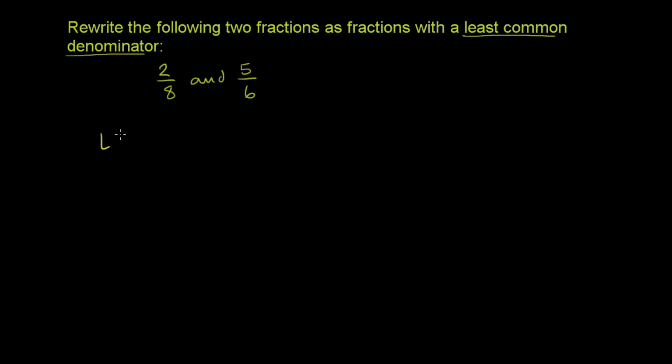So the least common, let me write it out because sometimes LCD can mean other things. So least common denominator of these 2 things is going to be the same thing as the least common multiple of the 2 denominators over here. The least common multiple of 8 and 6. And a couple of ways to think about least common multiple. You literally could just take the multiples of 8 and 6 and see what their smallest common multiple is. So let's do it that way first.